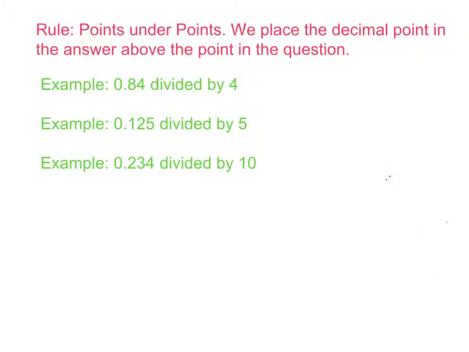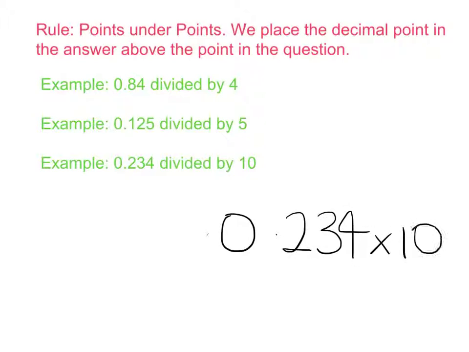When we multiply by 10, 100 or 1000, it becomes really easy and we don't have to follow the same process. So the question says, I'm writing in red, 0.234 divided by 10. So just with multiplication, all we need to do here is move the decimal point based on the number of zeros. So this question is 0.234 divided by 10.